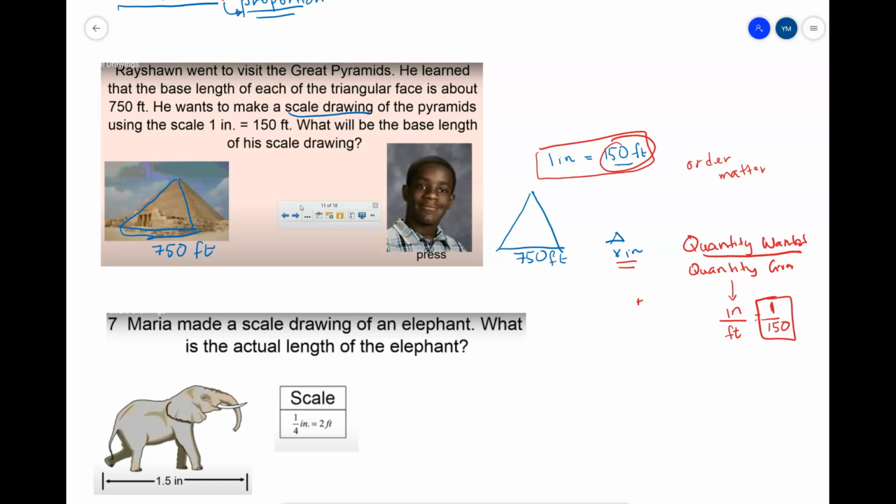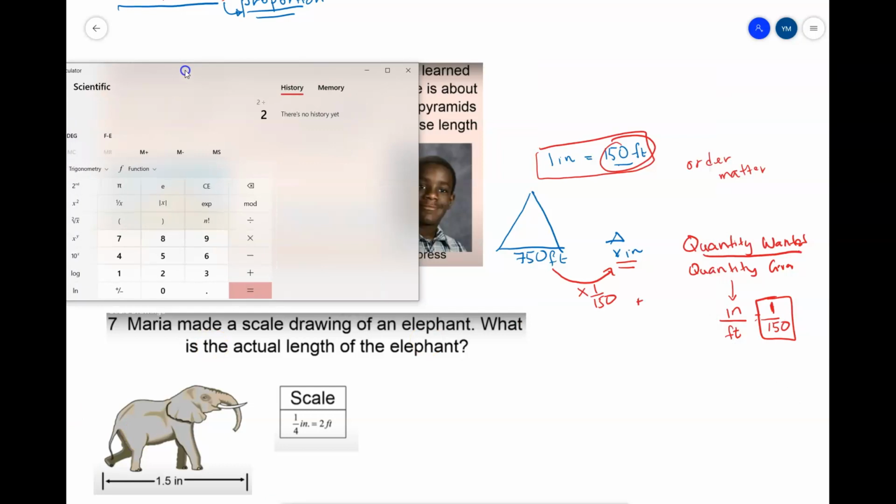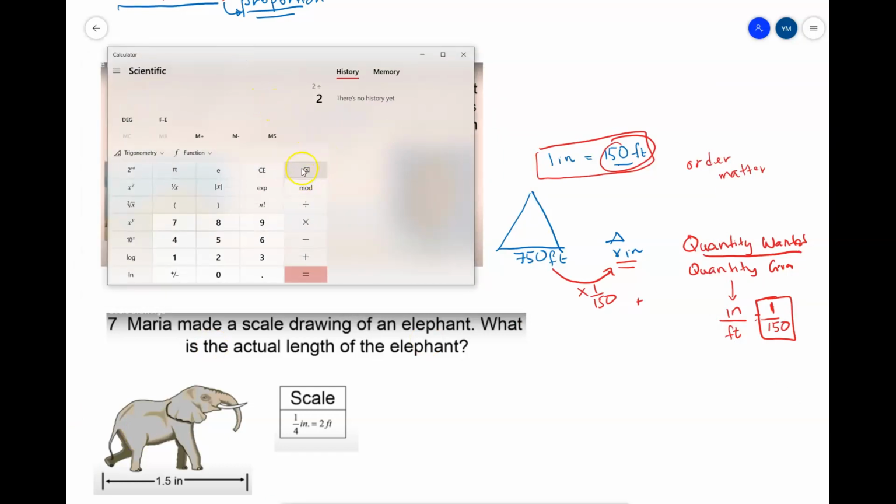So now let's go ahead and think about this problem. We're going to scale this down using this scale factor. So we're going to multiply it by 1 over 150. Again, you can go to your Google calculator. I'm going to show you a calculator right here as well if you're still working on fractions. So we are going to do 750 times, oops, sorry, my fault. Let's go ahead and cancel this out.